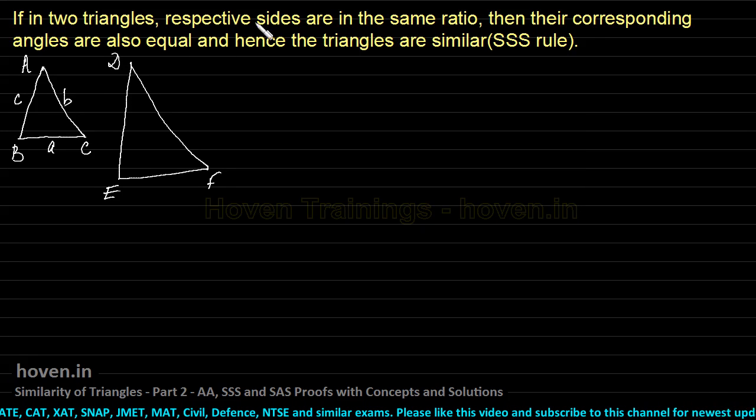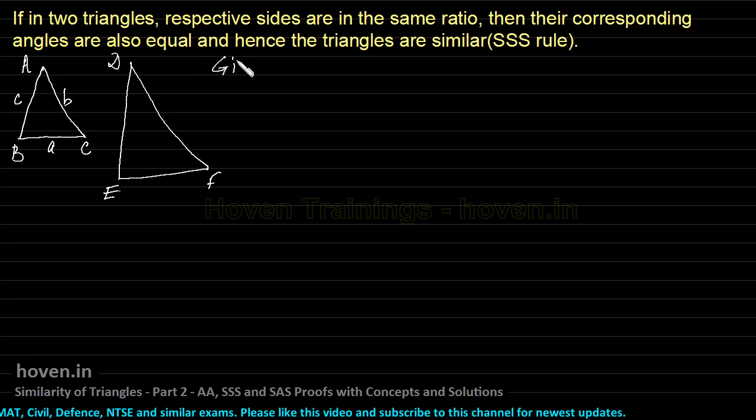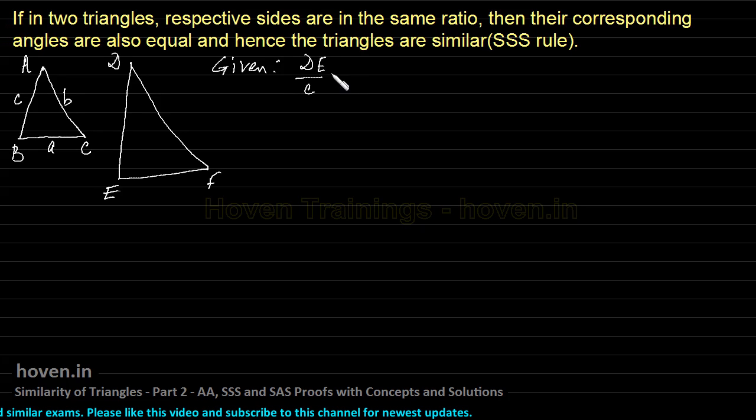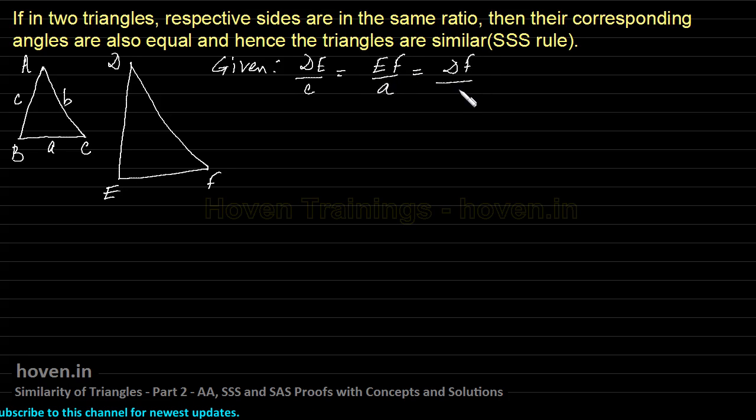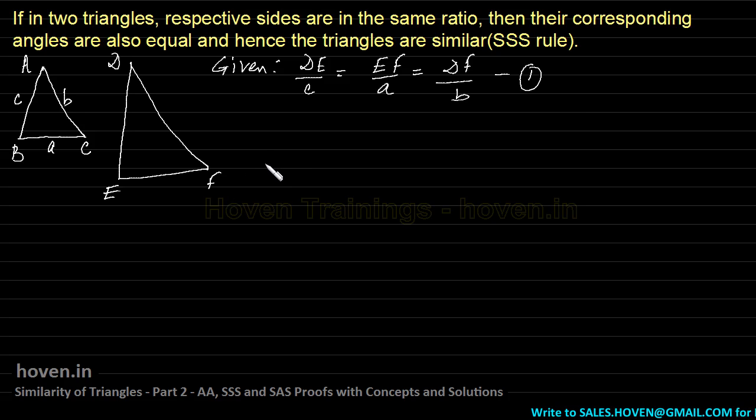He says respective sides are in the same ratio. So what he has given us is, we'll write, we have been given DE by C is equal to EF by A is equal to DF by B. This is one thing that has been given to us. And we have to prove that the angles are equal. That again looks difficult at first sight. But let us see, take the challenge, try to solve it.